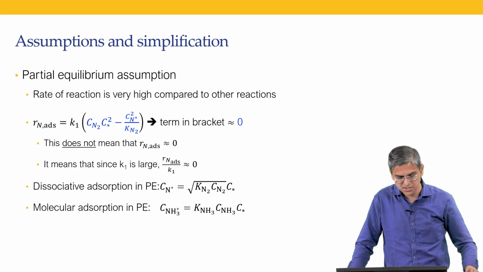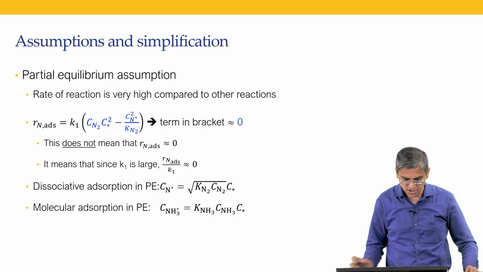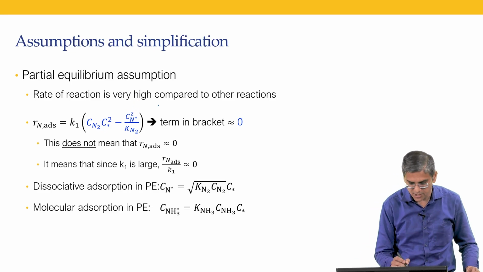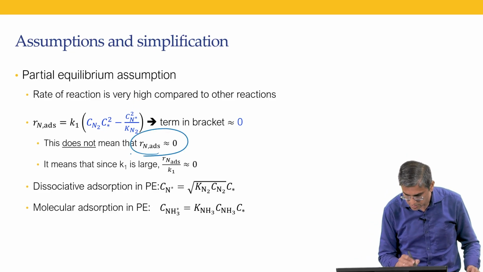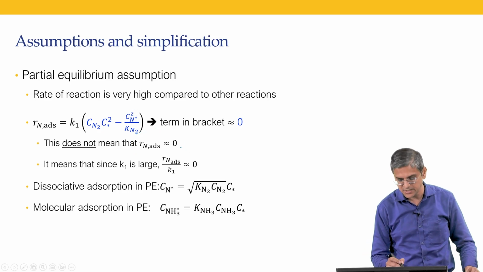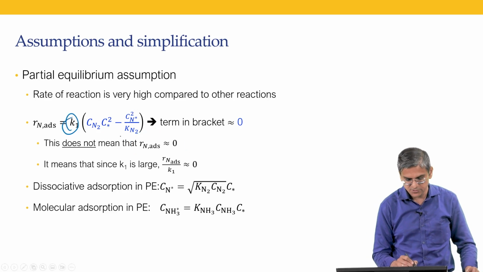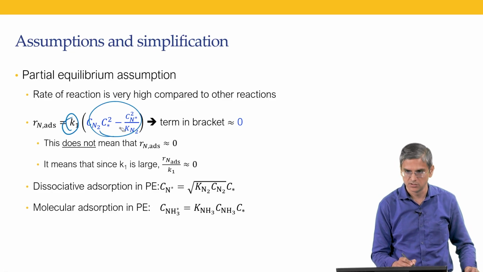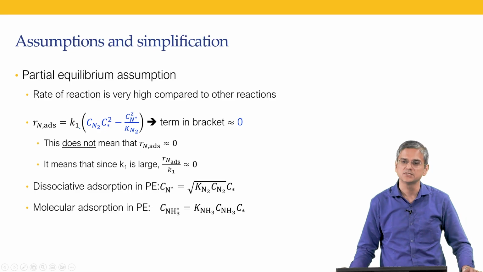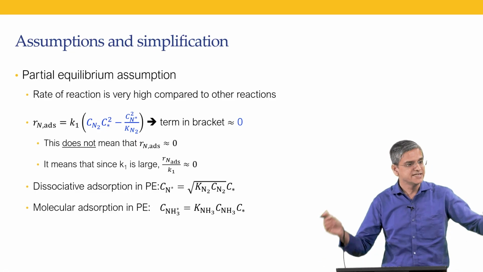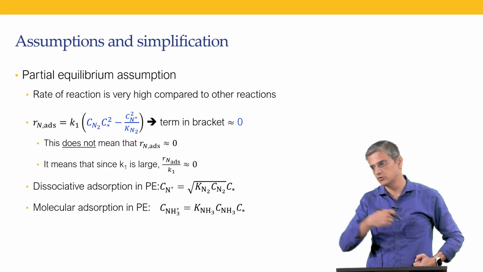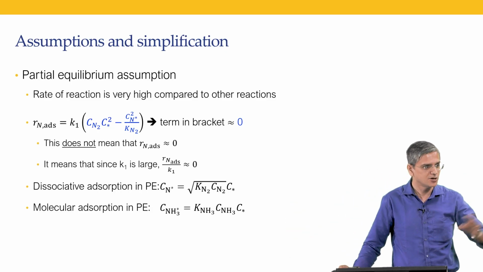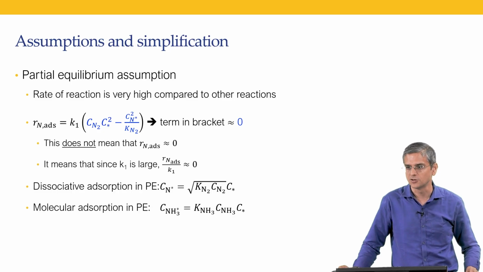Partial equilibrium assumption, this term in the bracket is approximately 0. As I had said earlier, it does not mean this is approximately 0, it means that K1 is very large, and in comparison with that this particular value is very small. All that it means is K1 is very large. The example of 100 people pulling over here, 99 people pulling over there. None of them is Bahubali, they are all equally strong.